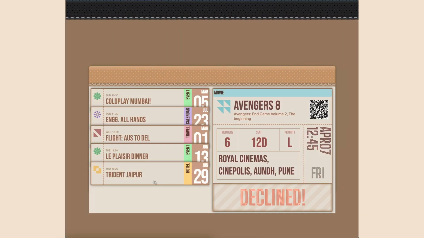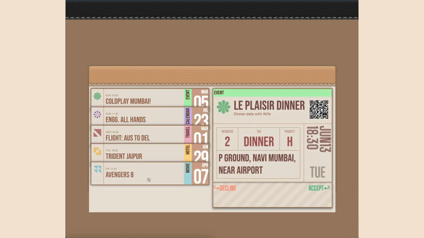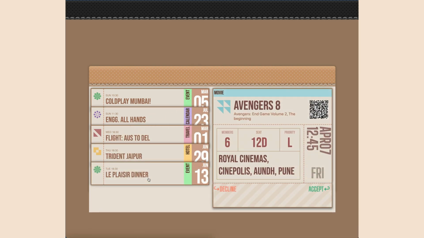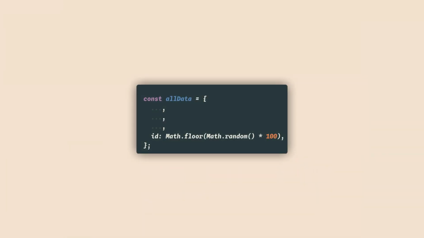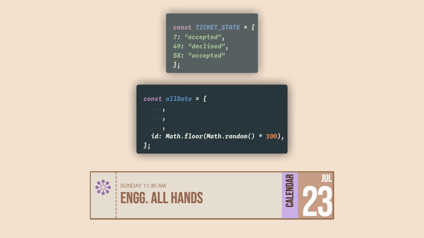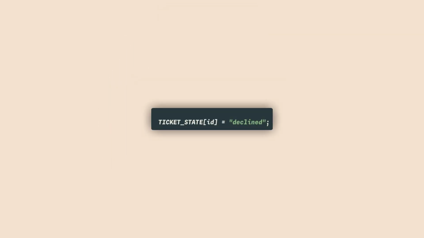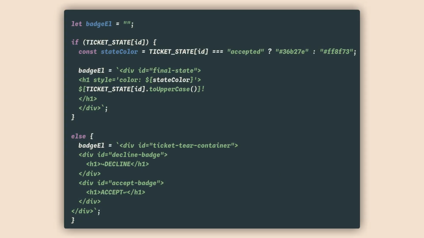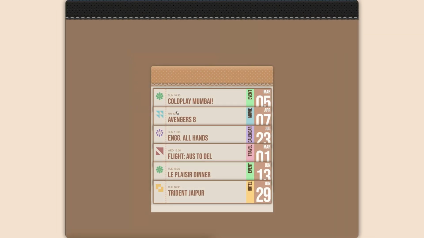This looks cool, but since we don't persist the state, the ticket renders as it is the next time it loads. To persist this state, I'll store a random value as the ID of the ticket and create a global object that stores the ticket ID mapped to its state. Once a ticket is accepted or declined, the value is stored in the global object and rendered conditionally. With this step, our UI is complete.